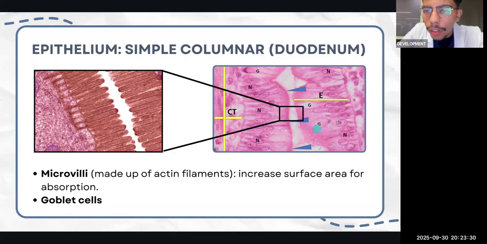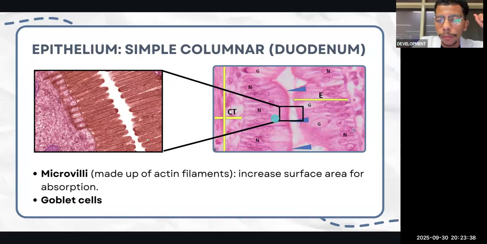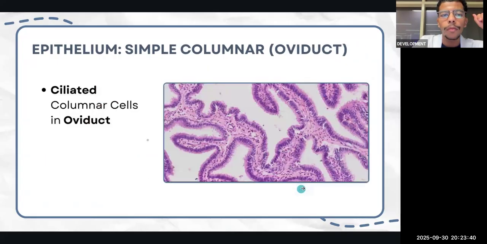Now, in between the simple columnar cells, can you guys see these empty circles? These are called goblet cells. Now these secrete mucus, to lubricate the lumen. Also, we can find simple columnar epithelium in the oviduct. That's all you have to know from this slide.